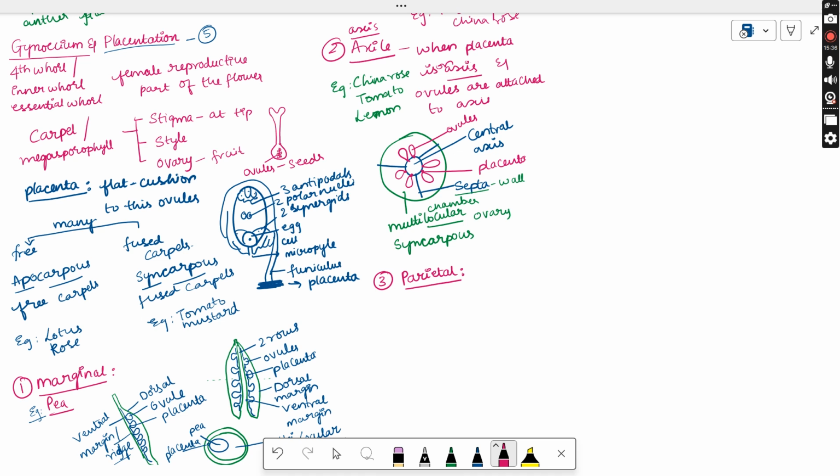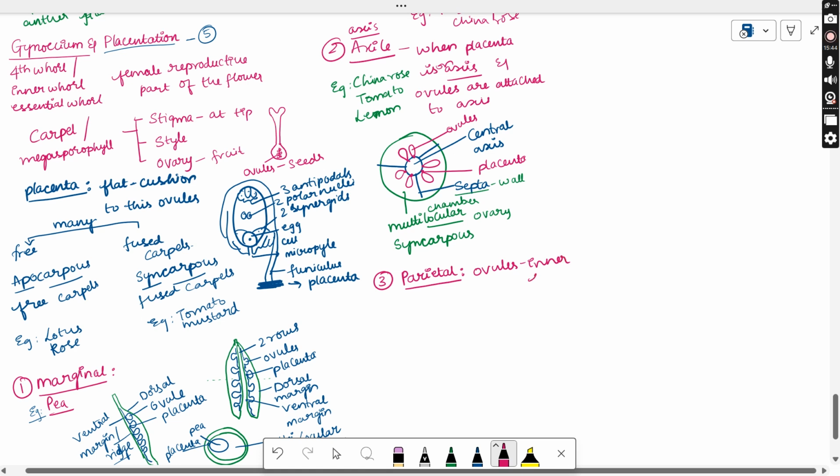So what it is indicating here is that the placenta is present on the peripheral side, meaning all the ovules are attached to the inner side of the ovary. If they are attached to the inner side of the ovary, what does it represent? It says that the placenta position is at the peripheral side or the inner side of the ovary, to which all the ovules are attached.